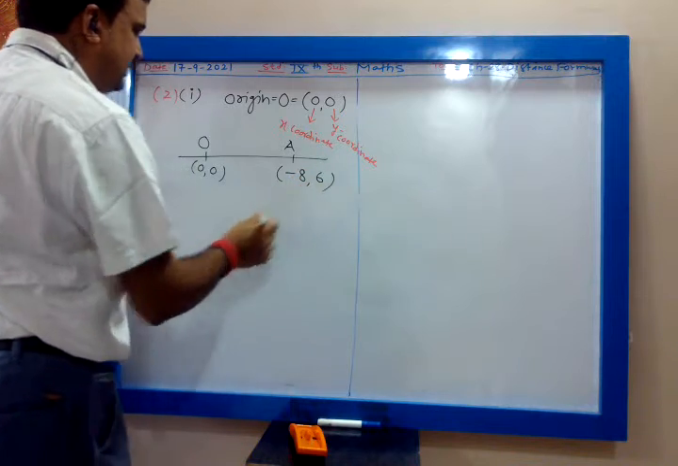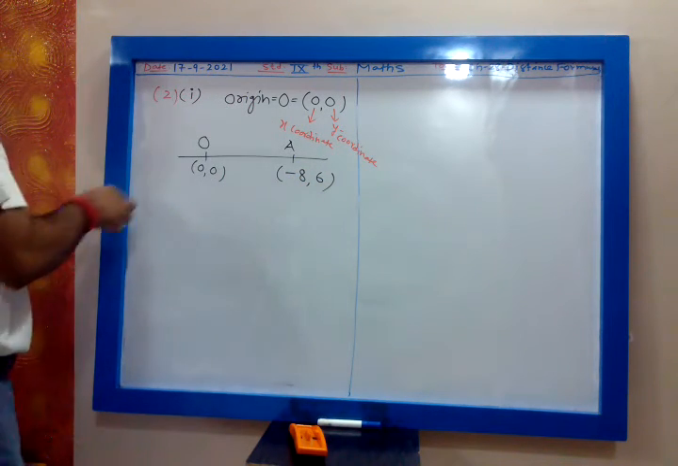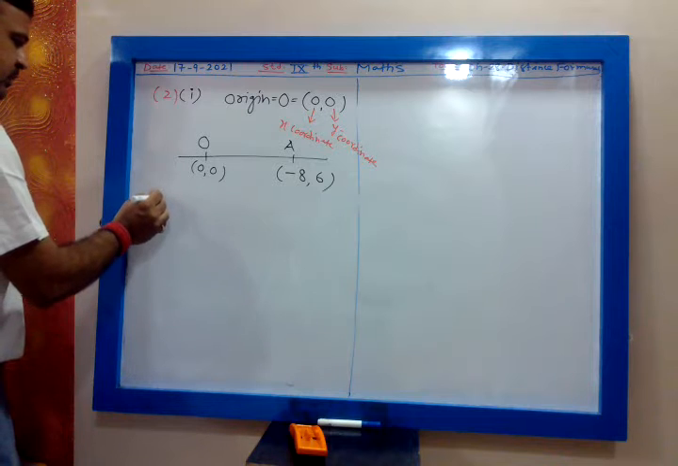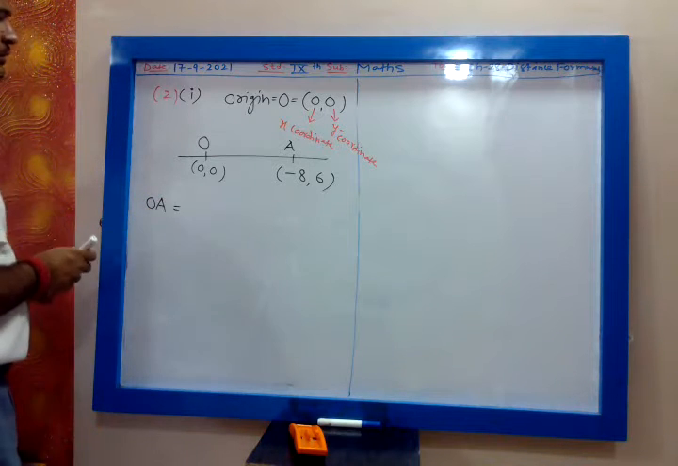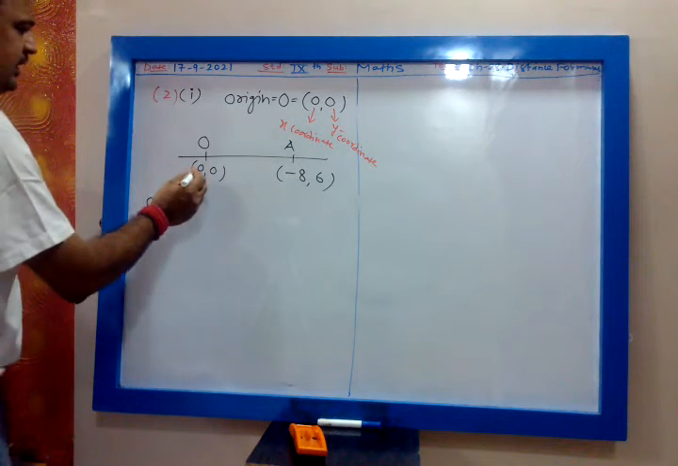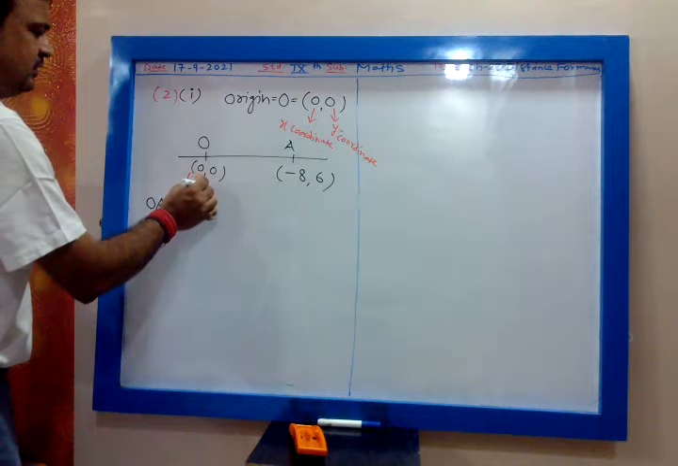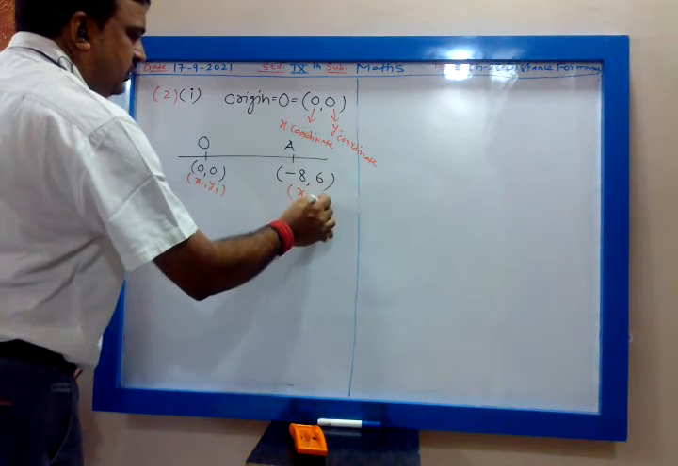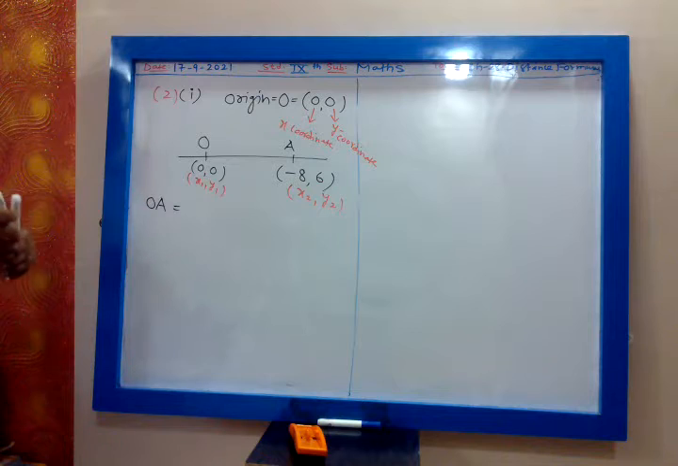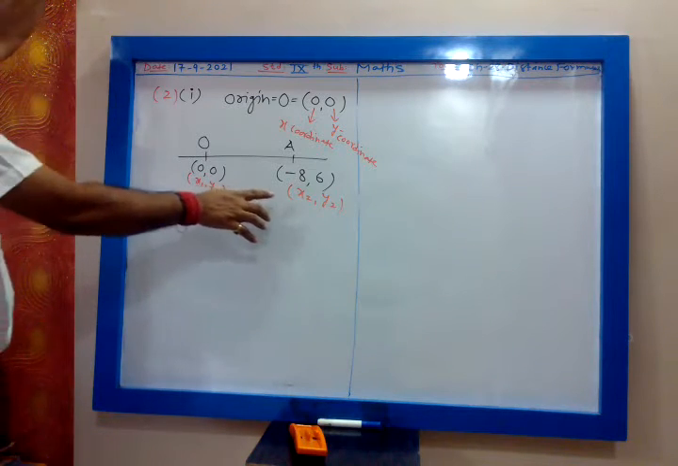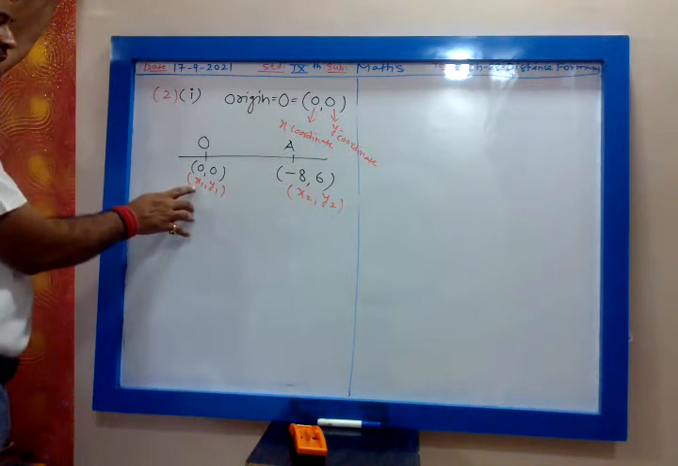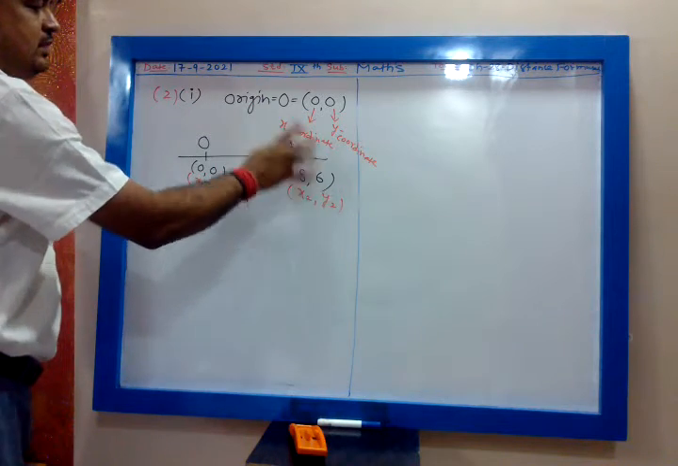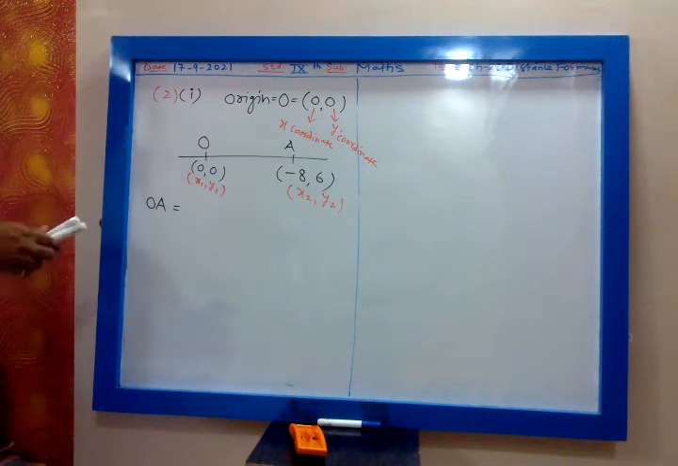So distance between 2 points will be OA. OA will be the distance between 2 points. First coordinate we take as x1, y1, and the second as x2, y2. x1 is 0, y1 is 0, x2 is minus 8, y2 is 6. So now use the distance formula.